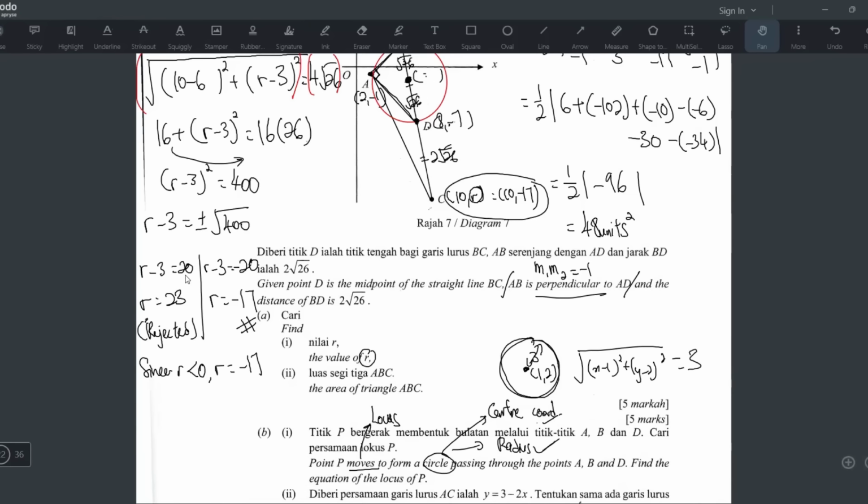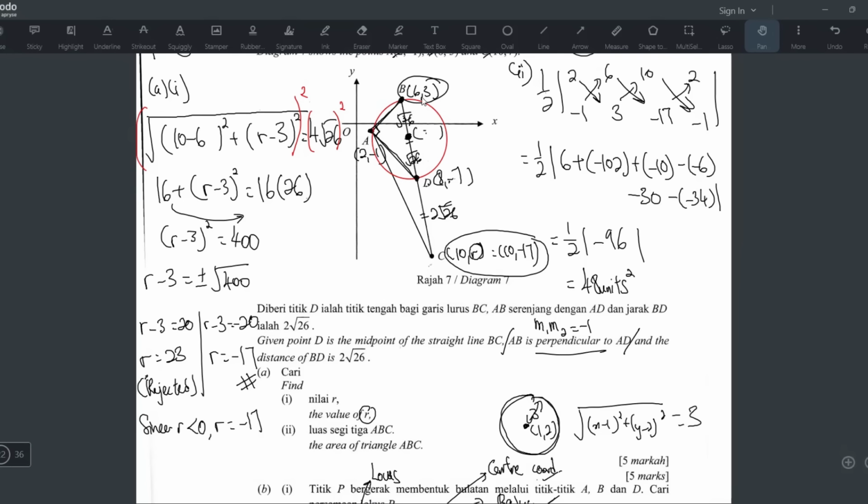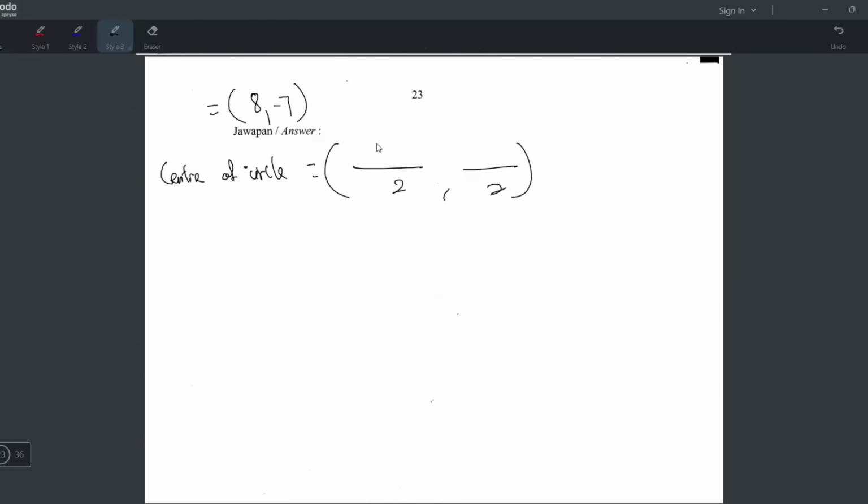Center of circle. (x plus x) divided by 2, (y plus y) divided by 2 also. So let's see what we have to add. 6 plus 8, 3 plus negative 7. Okay, here 14 divided by 2 is 7. Here negative 4 divided by 2 is negative 2.